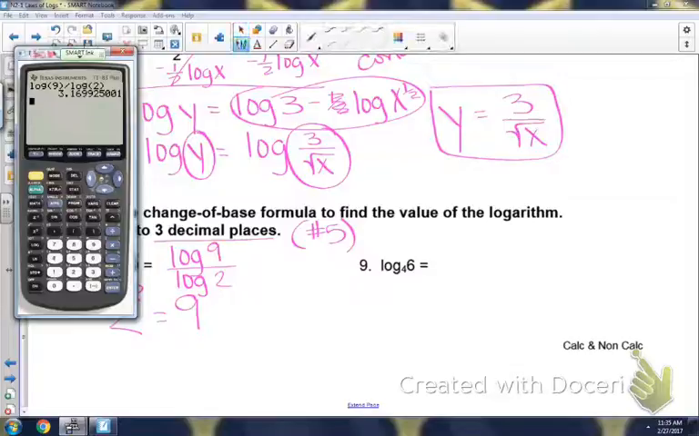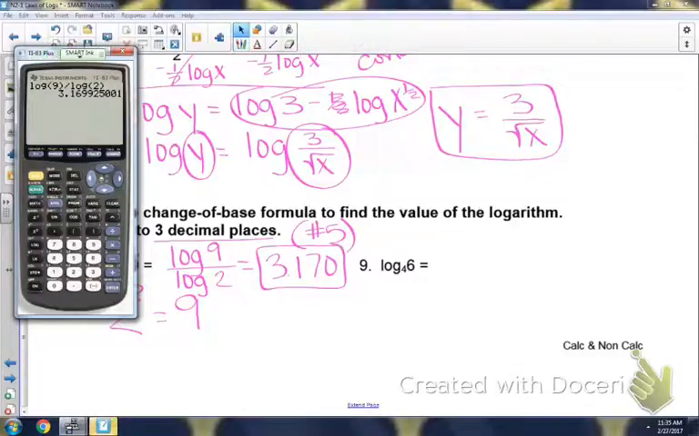So you're going to get a decimal. It's going to be 3.170 if we're rounding to 3 decimal places. To check it, we could do 2 to that power. It should give us that 9 that we talked about.